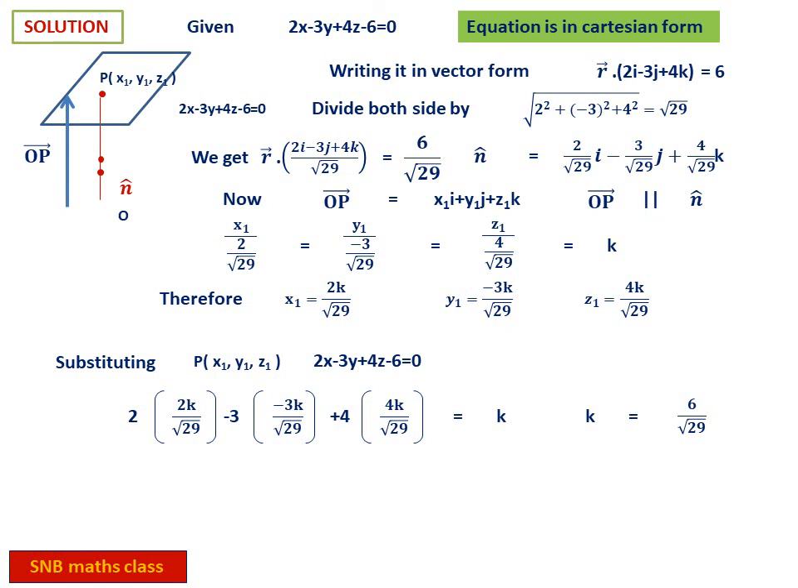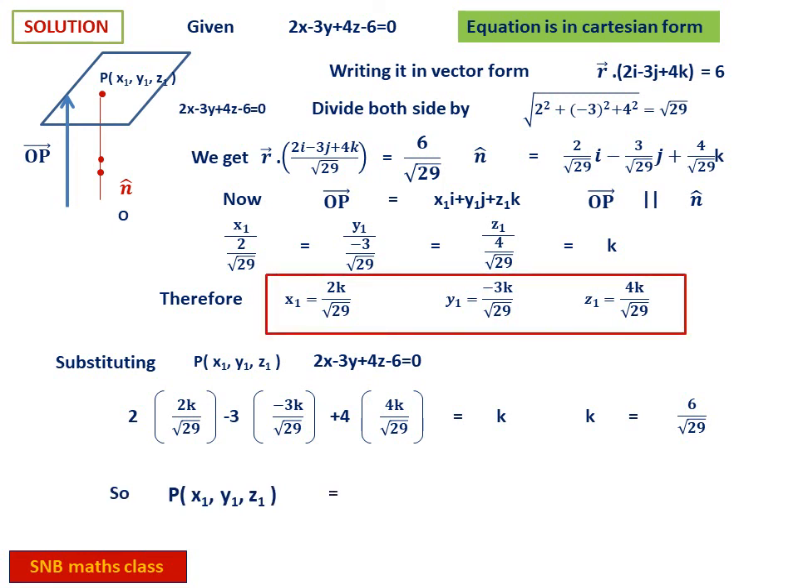Now what is asked is find x1, y1, z1. Therefore, x1 will be equal to, you have to just substitute k equal to 6 by root 29 in x1, that is 2k by root 29. Similarly, in y1, minus 3, you have to substitute the k value. Similarly, in z1, you have to substitute the k value. When you substitute and simplify, you get 12 by 29, minus 18 by 29 and 24 by 29. So this is the foot of the perpendicular which is asked. This is a very interesting question, very lengthy of course, but you have to do it very carefully so that it will be very easy to understand. Let us proceed.